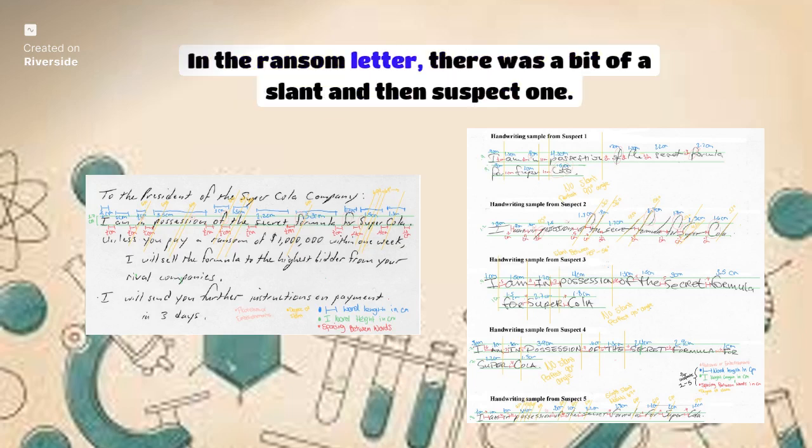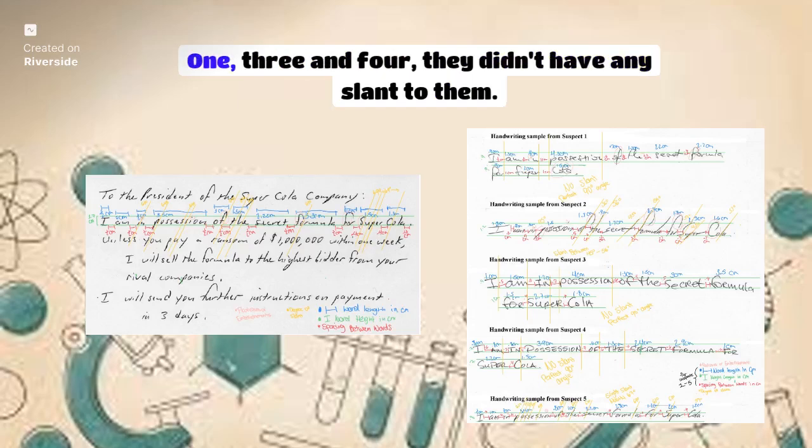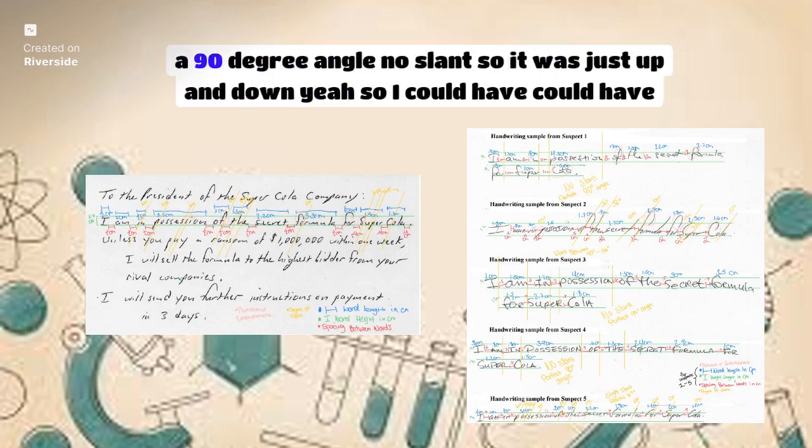In the ransom letter, there was a bit of a slant, and in suspects one, three, and four, they didn't have any slant to them. They were just straight, a 90-degree angle, no slant.